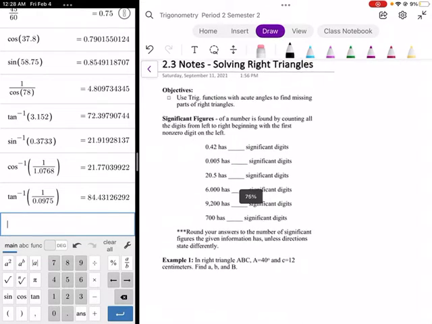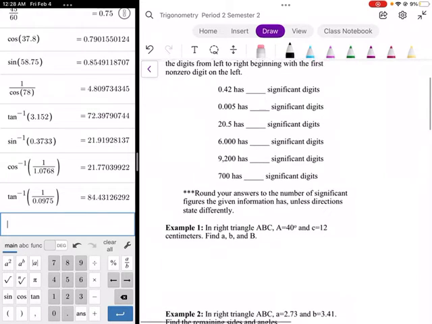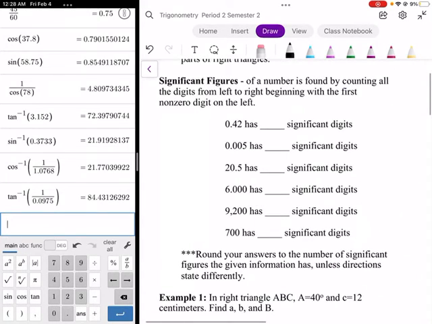2.3 is on solving right triangles. We are going to use trig functions with acute angles to find missing parts of a right triangle. So some of the problems in the book will talk about significant figures or significant digits. They mean the same thing.